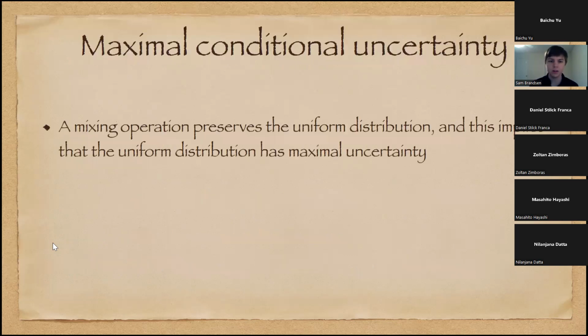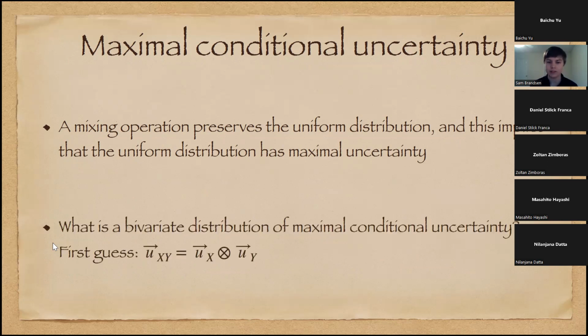So we can now define a mixing operation. We know that previously the mixing operation preserved the uniform distribution, so it would map the maximally uncertain state to the maximally uncertain state. Now in this case where we're working with bivariate distributions, one naive guess for the bivariate distribution of maximal conditional uncertainty would be simply the uniform distribution on X and Y, which can also be written as a tensor product of the uniform distribution on X with the uniform distribution on Y.